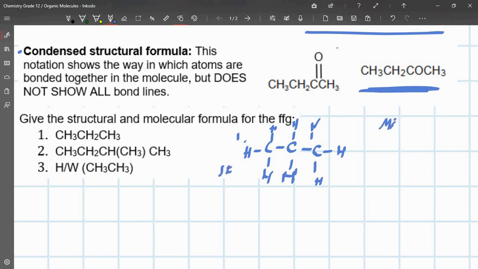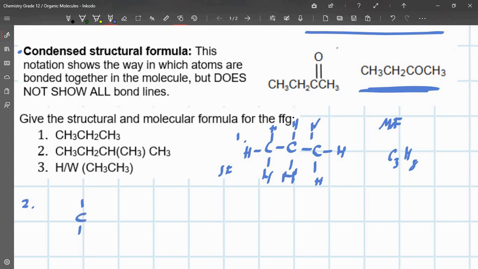And for the molecular formula, you just have to count everything. There are 3 carbons, and a total of hydrogens, let's count: 3, that's 6, 8. Sorry, 8 hydrogens. And that's your molecular formula. Very simple, very straightforward. Let's do another example. Let's do number 2 now.